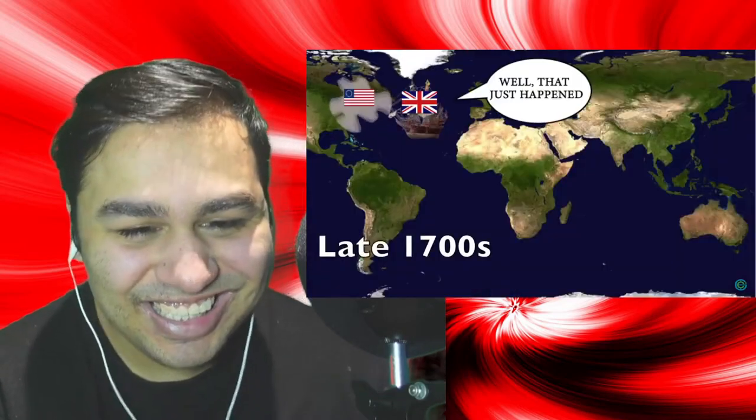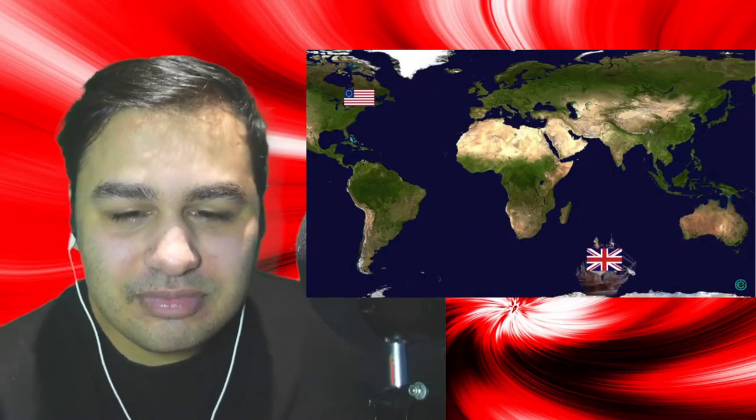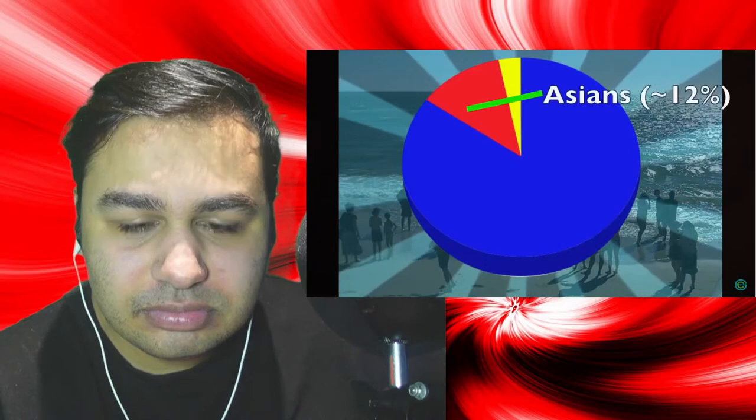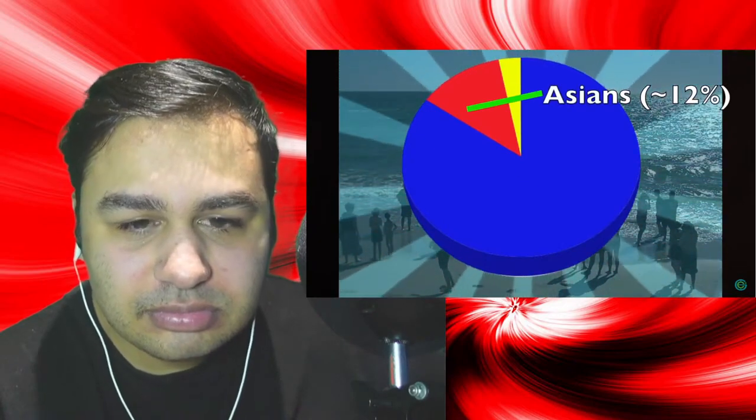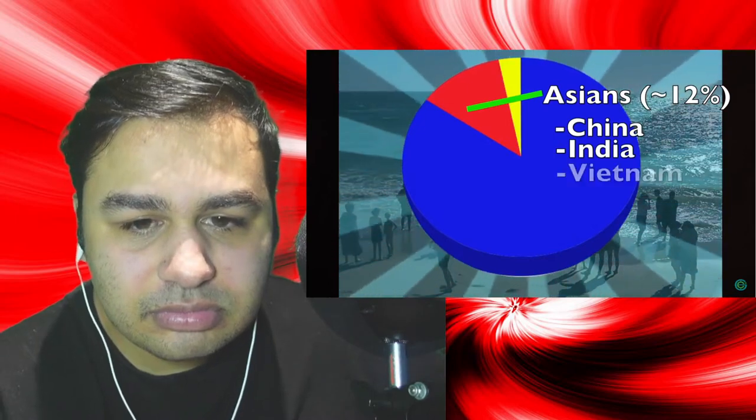After the American Revolution, the UK tried to compensate for lost colonies by re-establishing new ones, and Australia was high on the list. About 85% of the population is European. Asians make up the next largest minority of about 12%, mostly coming from China and India and other Southeast Asian countries like Vietnam and the Philippines.